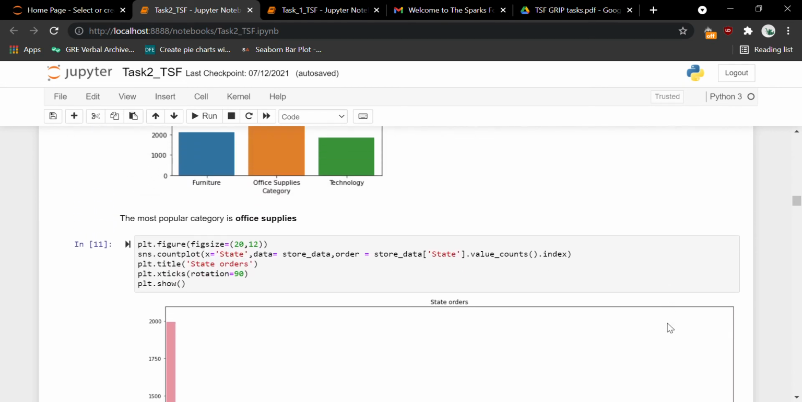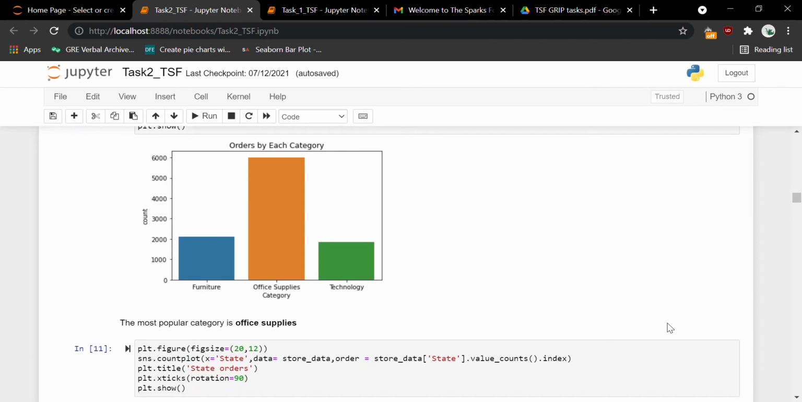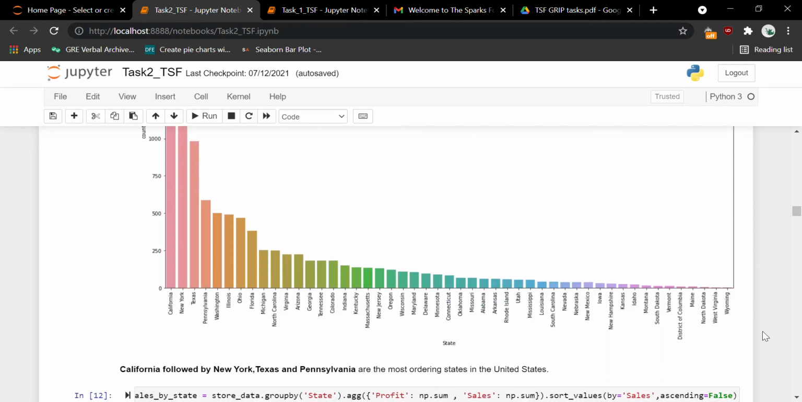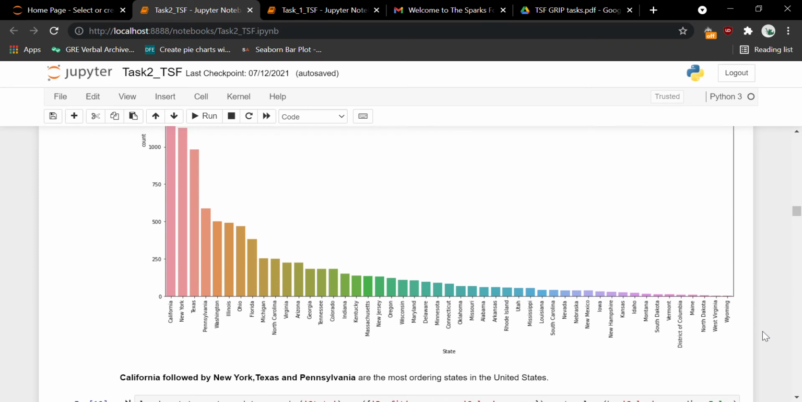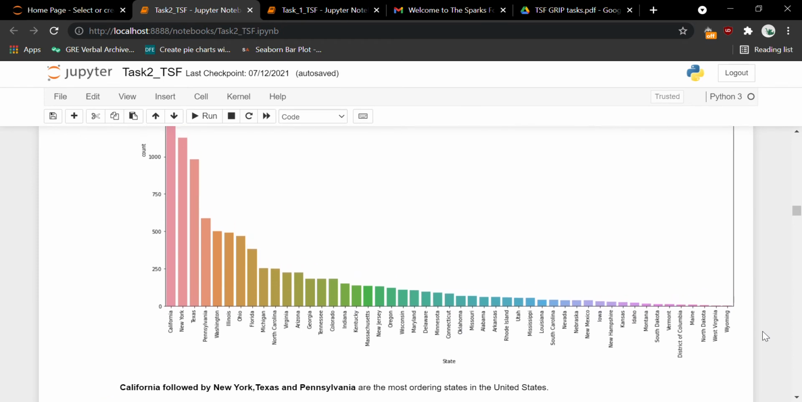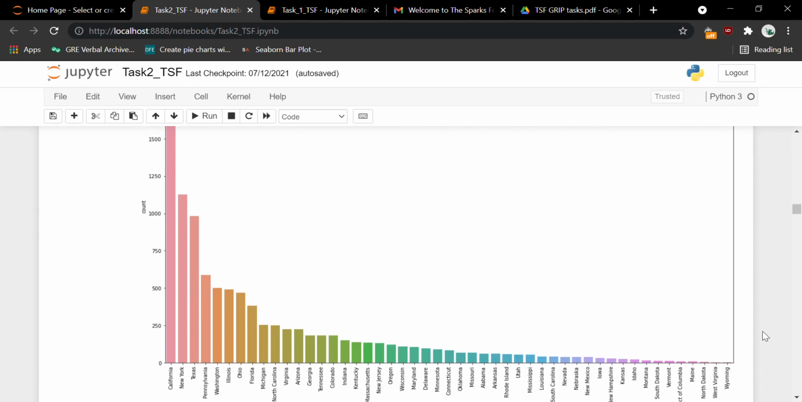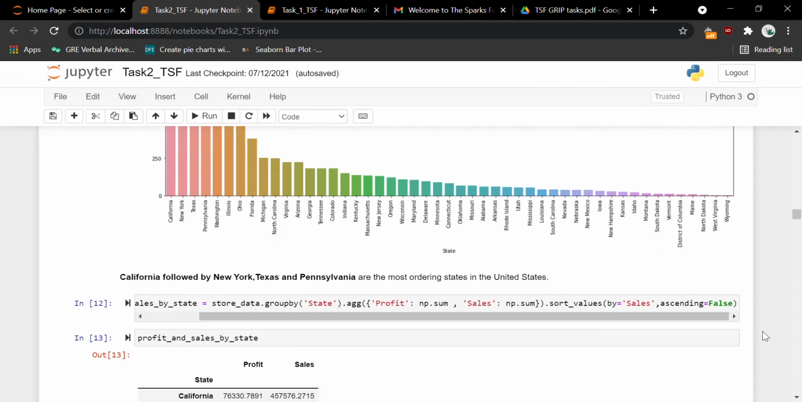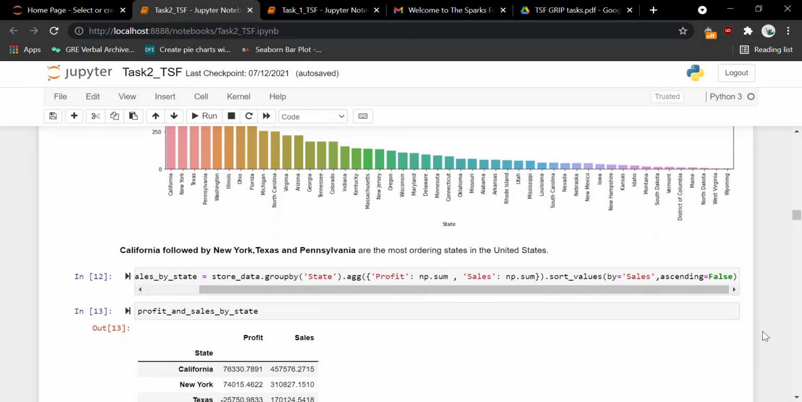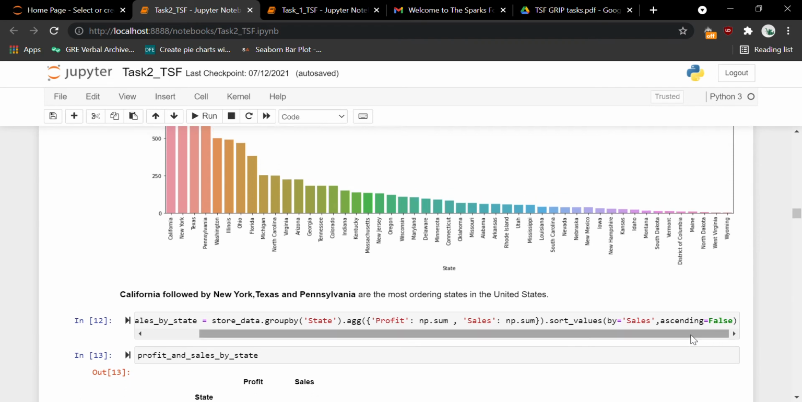Let's also take the number of orders across each state to understand which is the most highest ordering state. So we see that California, followed by New York, Texas, Pennsylvania, Washington are the top 5 states that order the most from this example Superstore. California considerably higher. So now that we talk about orders, let's talk about the profit and the sales.